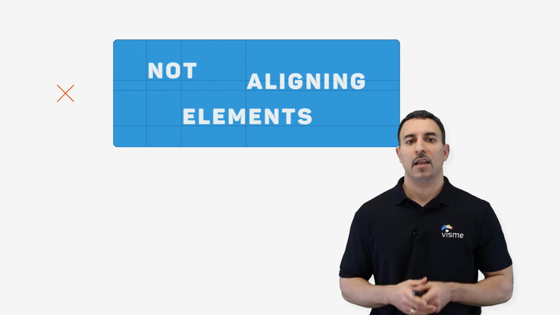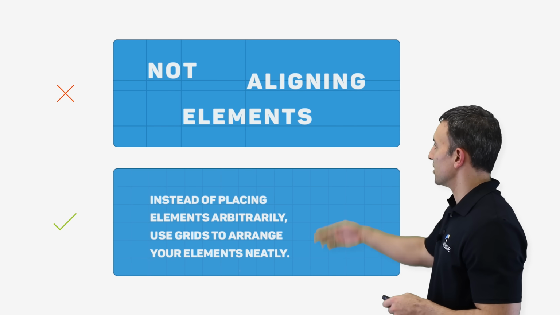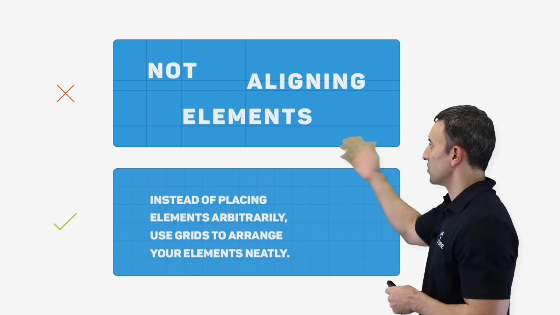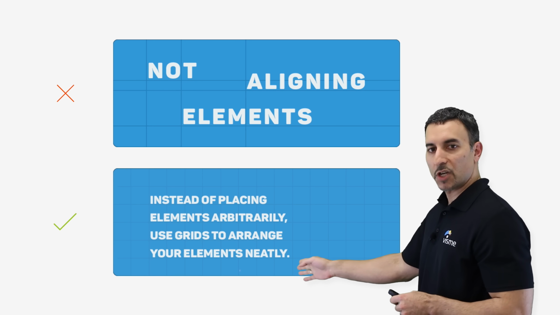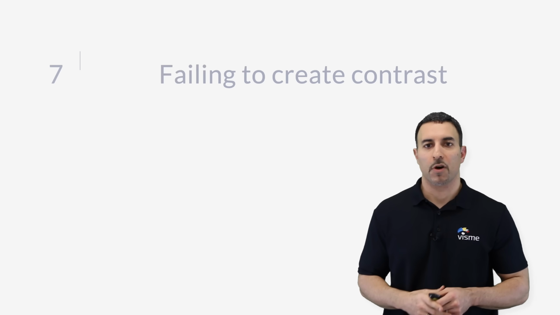Number 6 is to place elements arbitrarily. Now, not aligning elements is a big deal as well in design. So if you look at the 2 examples, on the one above, there's really no purpose and direction. Things are just spaced apart. In the example below, you have the content that is left justified, and so there's a certain order and a balance. That's what you want to shoot for.